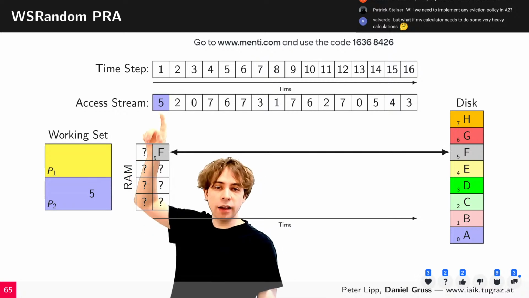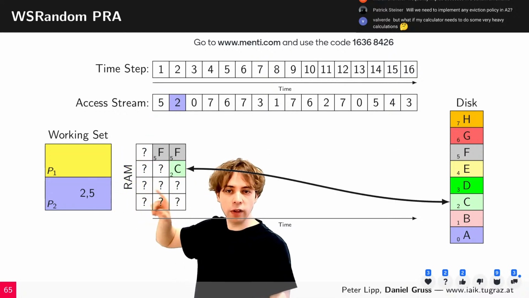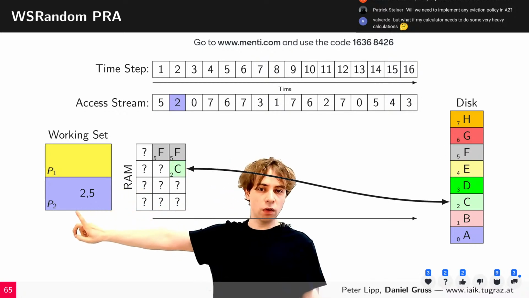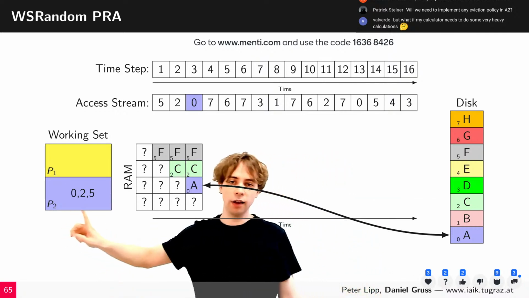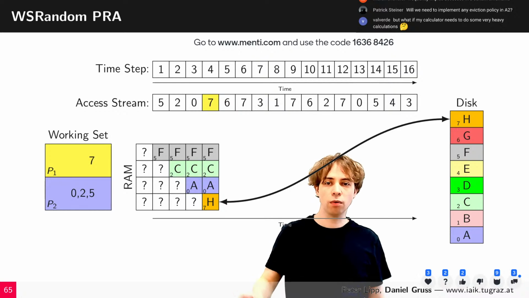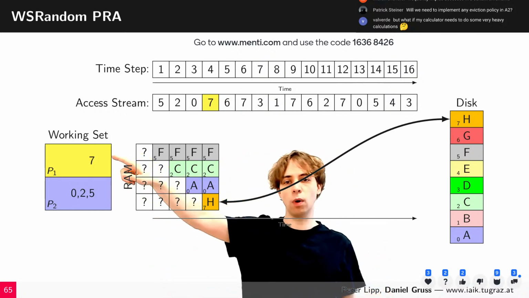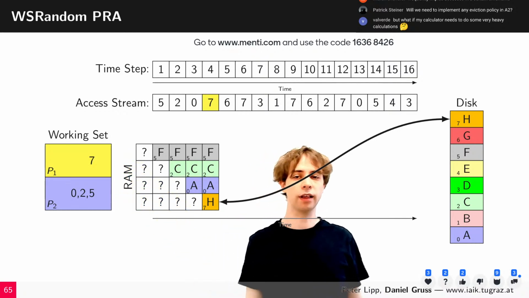And you can see here that I always add this page to the working set of the corresponding process. So you can see first there's 5. Now there's 2 added on the left side. Now we add 0 on the left side. And then we add 7 to process 1. And we can see now process 1 has the 7 in the working set and process 2 has 0 to 5 in the working set.